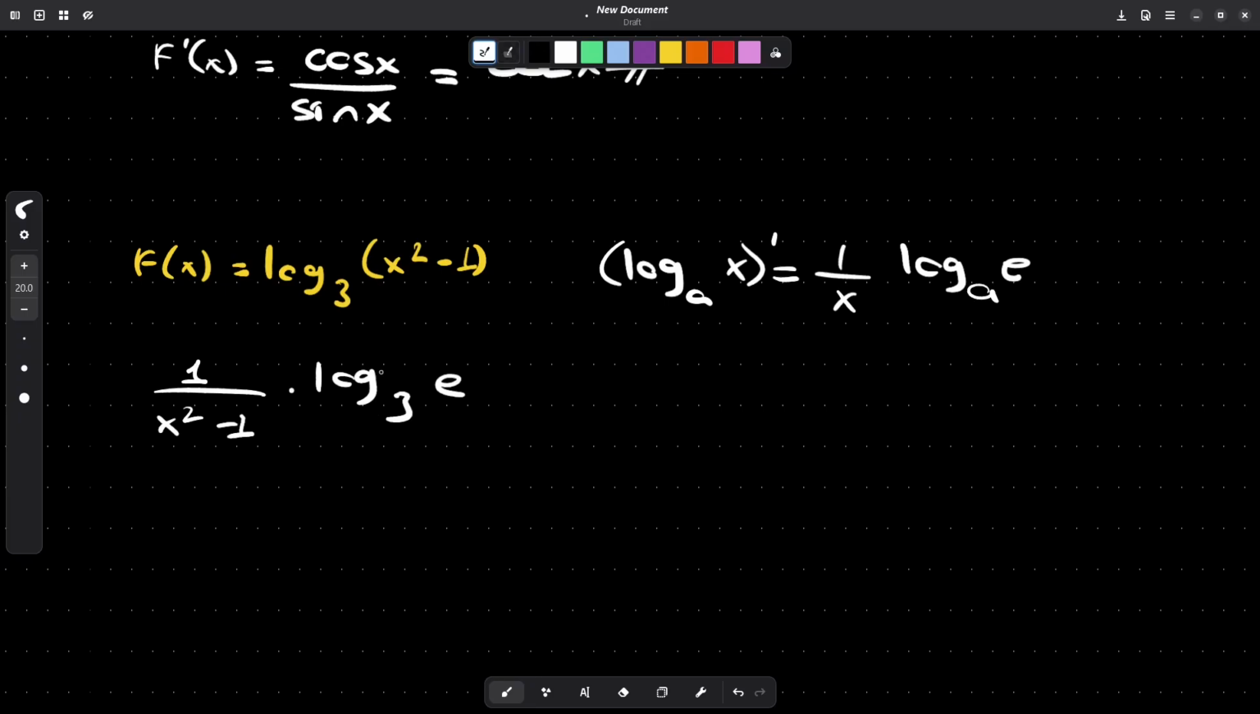Did I differentiate it? No, I differentiated the log. Now I need to differentiate inside of this. Don't forget, the derivative of x is 1, so there's a 1 here too technically. But multiplying with 1 does not change anything. If I multiply with the derivative of the inside of this log, it changes though. So the derivative is 2x over x squared minus 1 multiplied with log base 3 of e.